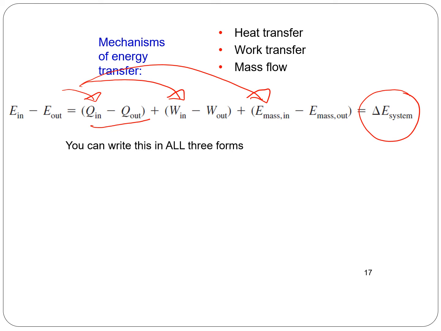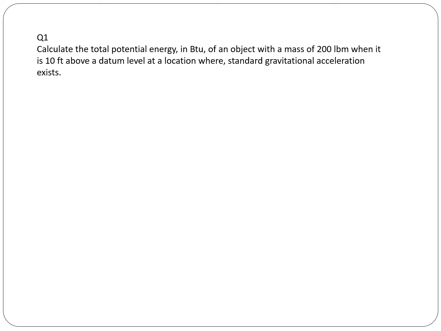It could be due to change in kinetic energy, potential energy, internal energy, or the flow work. And again, you can write this equation in all three forms. So that is very important: kilojoule per kg, or kilojoule form like in the previous equation, and then also in kilowatt form. And this equation can be written in all three forms for closed system, open system, and isolated system, which you will be learning later on.